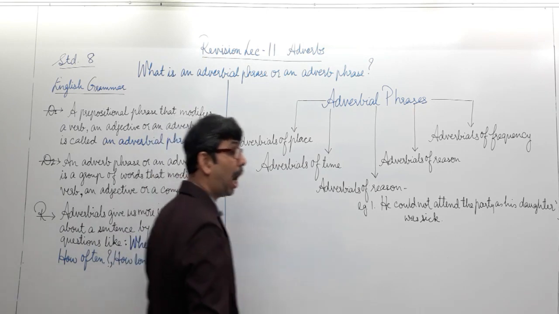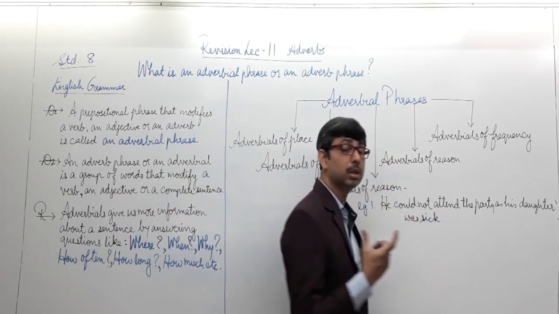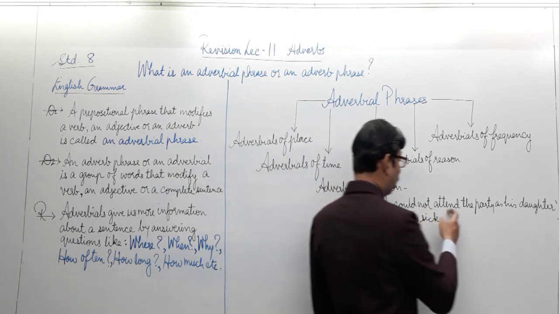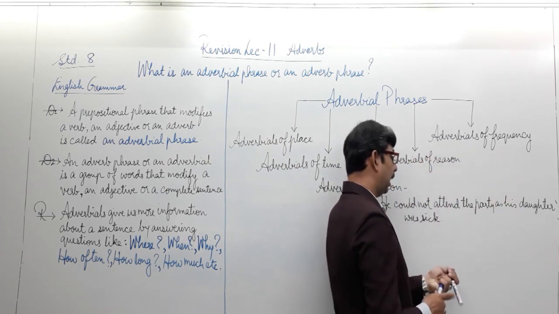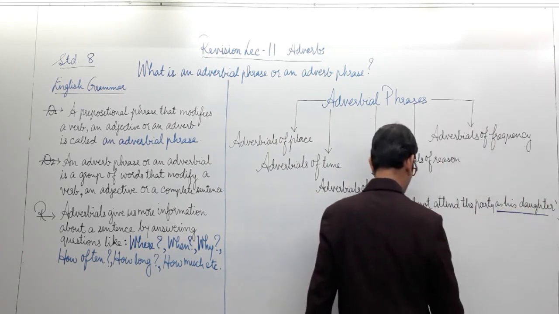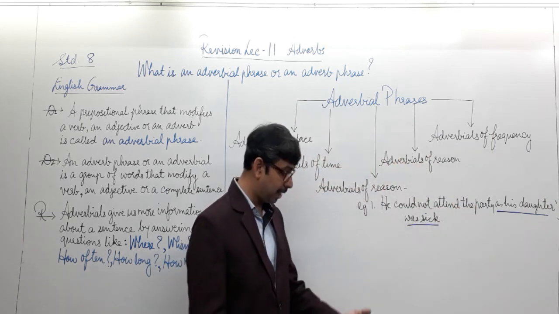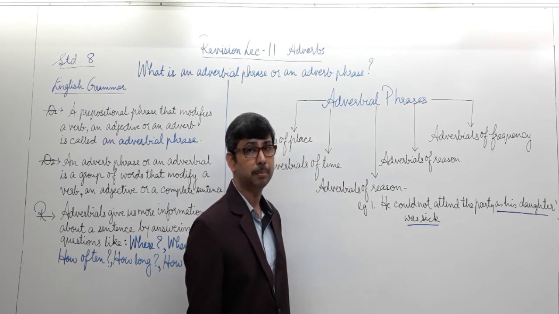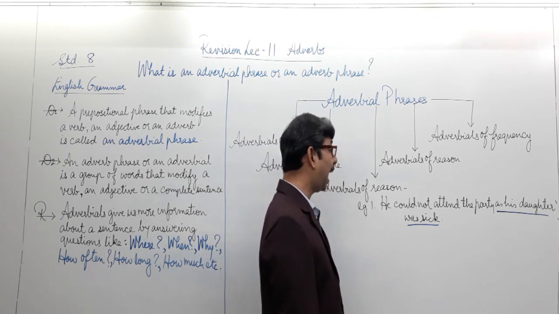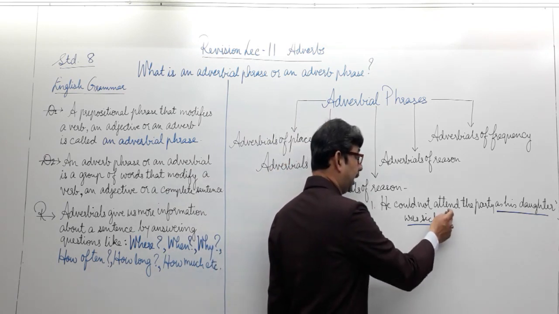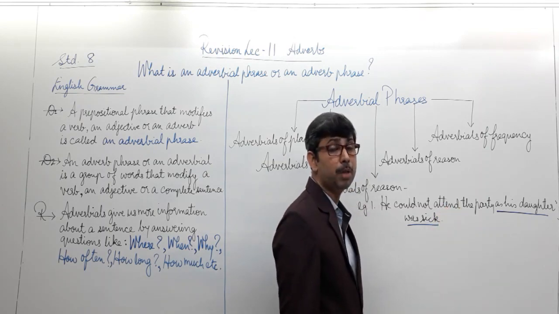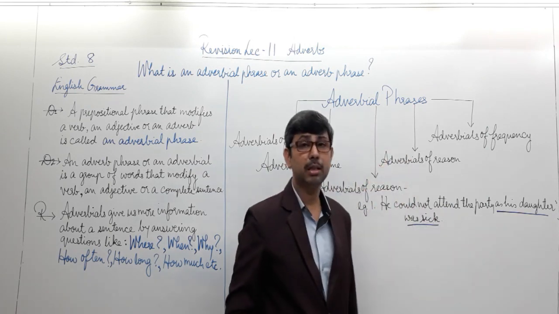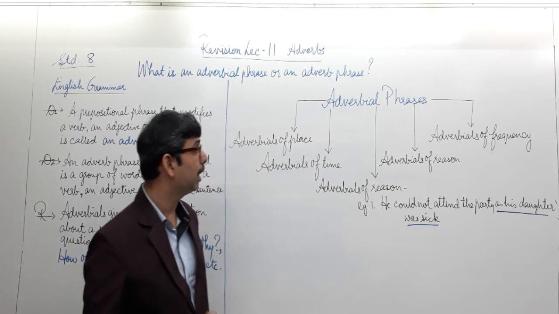So as we learned, where, when, why. When we have the word why answering our question, that part of the sentence becomes the adverbial phrase of reason. He could not attend the party. Why could he not attend the party? Let me underline the words: as his daughter was sick. These underlined words, as his daughter was sick, become my adverbial phrase of reason, where I ask the question why that action could not happen, that is, attending the party. Attend is the action word, the verb, which is being modified by the words as his daughter was sick, giving a reason, which is finally understood as the adverbial phrase of reason.